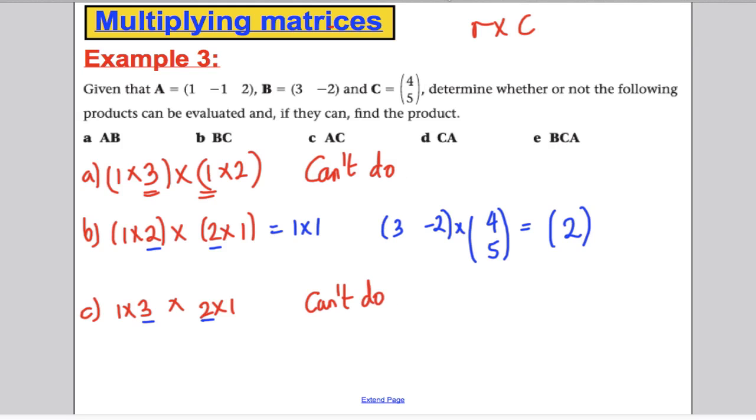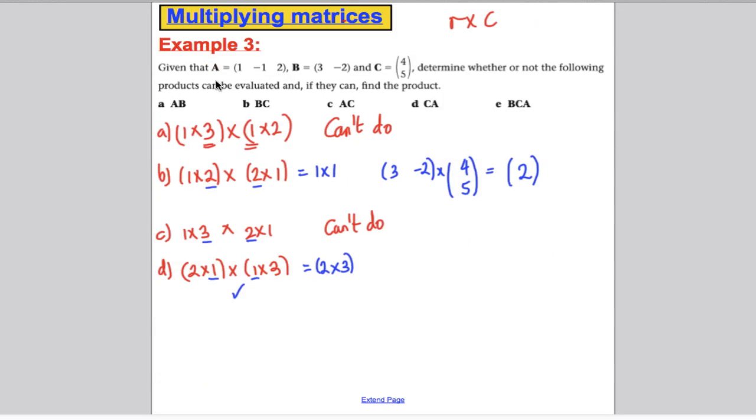Okay, D and E finally, let's just finish off. Should be quite straightforward. Let's do D. We're doing for D C times A. Well, C is a 2 by 1, and we're multiplying that by A, which is a 1 by 3. That number and that number are the same, so we can definitely do this one, and we're going to get ourselves a 2 by 3 answer. Okay, let's go ahead and do this one then. So we're doing C times A, so we're doing 4, 5 multiplied by 1, negative 1 and 2.